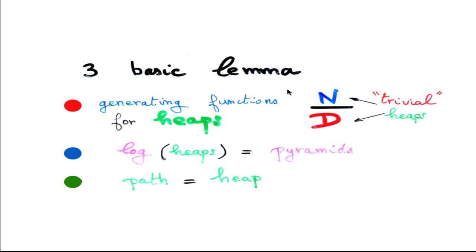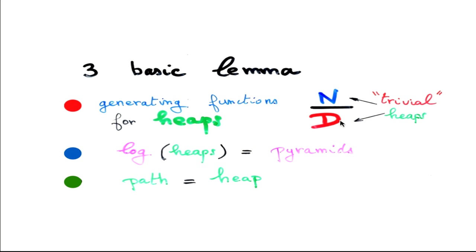3 basic lemmas. The first basic lemma will be a formula for the generating function of heaps. If you take any heaps on a certain set, the total generating function, with a weight of the pieces, so the sum of the weight of all the pieces, I will explain what it is, this generating function will be the inverse of another generating function which is D, and D will be the generating function of trivial heaps. Trivial means that all the pieces are at level 0. So in other words, to make heaps is equivalent to make inversion of something.